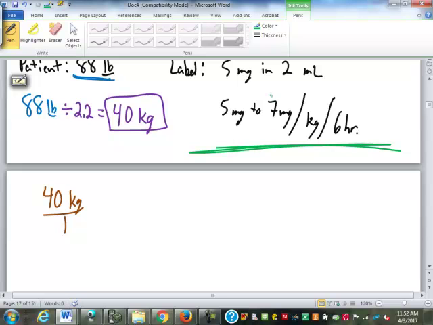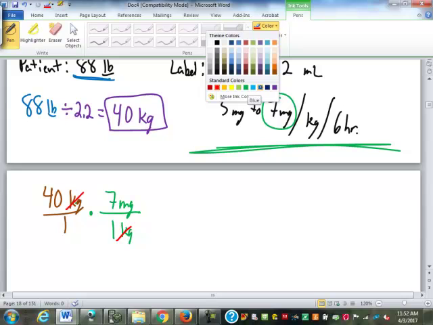Well, I'm going to pick, let's use the 7 this time instead of the 5. So what are we going to do with that 7 milligrams per kilogram? Which one has to go on bottom in our conversion? The 7 milligrams or the 1 kilogram? The 1 kilogram. Because it has to cancel out with this kilogram here. So our 7 milligrams will go on top. And the kilogram's gone.